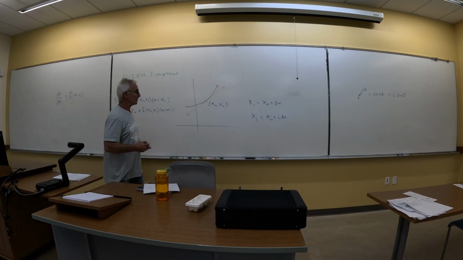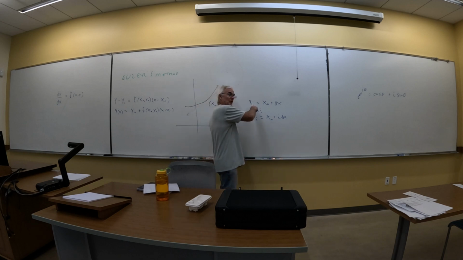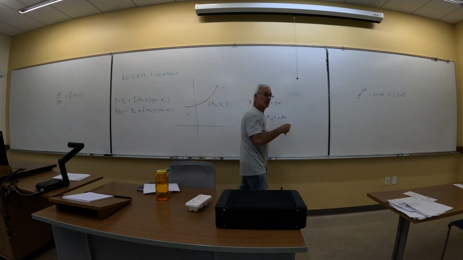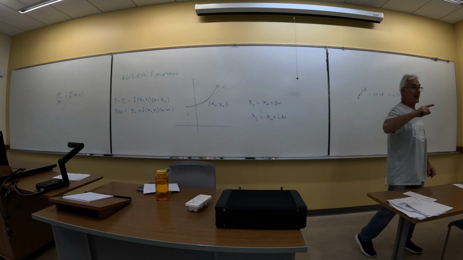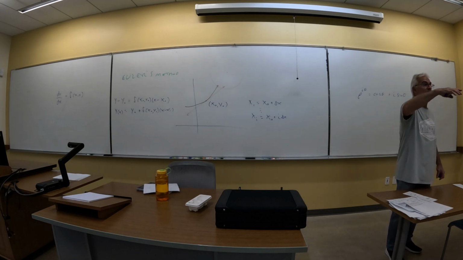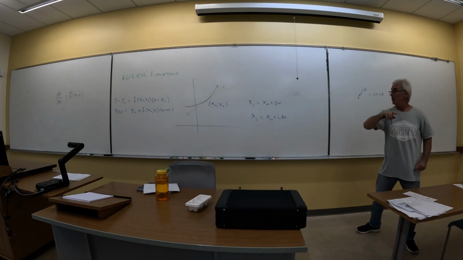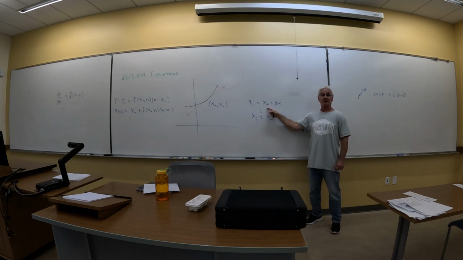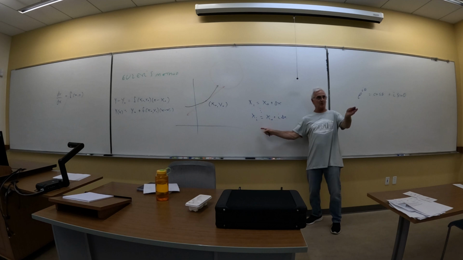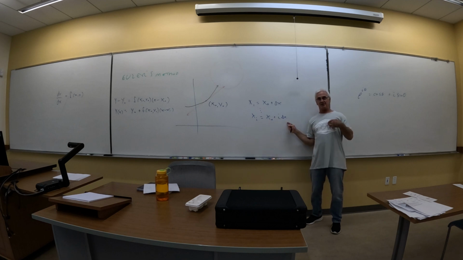Is i the upper limit? No, i would be the first, second, third, fourth, fifth, sixth, whichever one I'm on. The last one would be my nth one, but I would need to know where I'm stopping. Okay, so what's x2? x2 is x0 plus 2 delta x's. x3 is x0 plus 3 delta x's. So the ith one would be i delta x's.